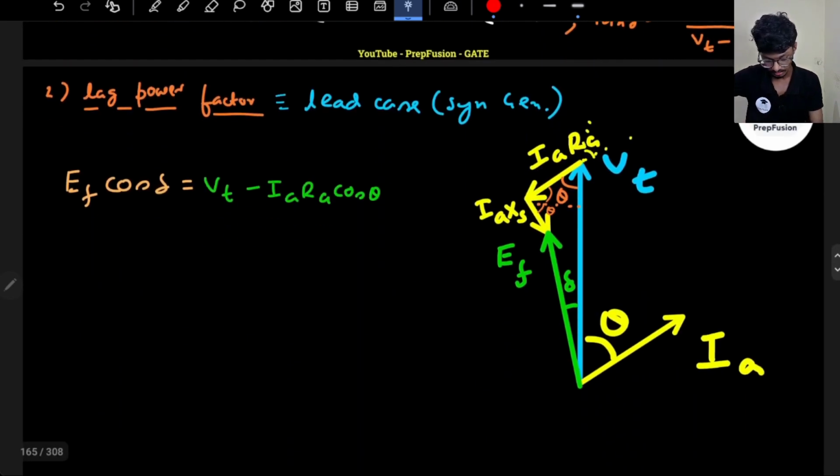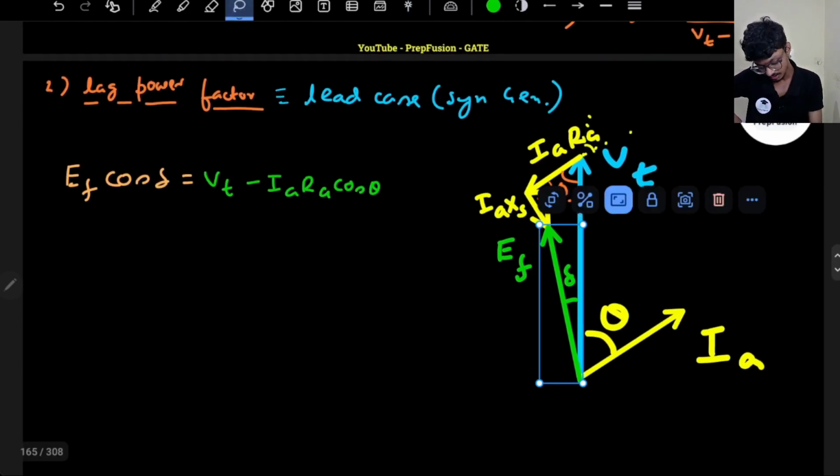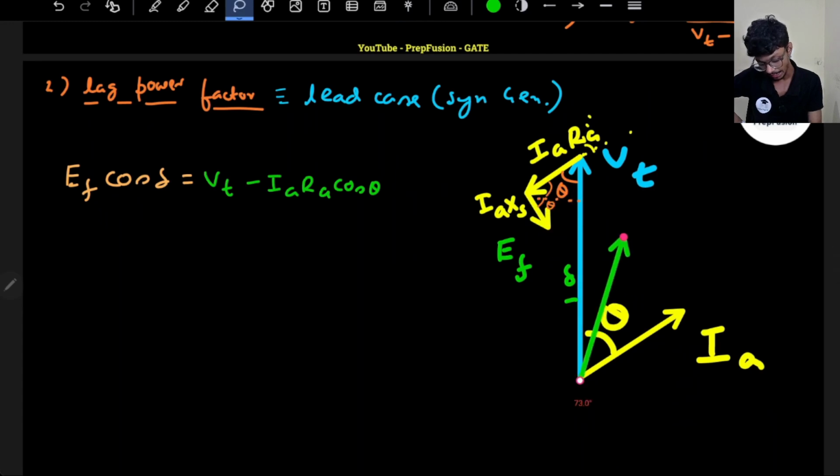Okay, same here. No matter what, EF has to be in the clockwise direction. It cannot be in the anti-clockwise direction. Why? Because a motor can absorb power. It cannot deliver power. Okay, so delta will be negative. So what went wrong here?